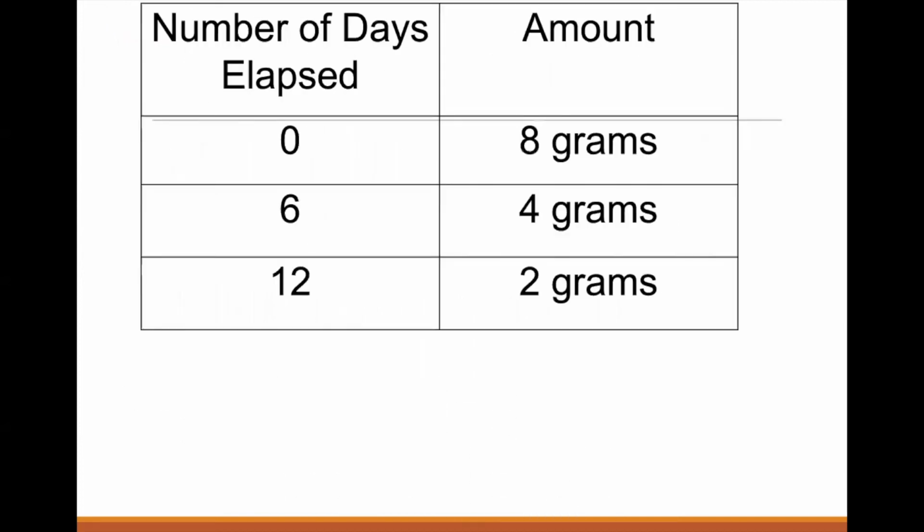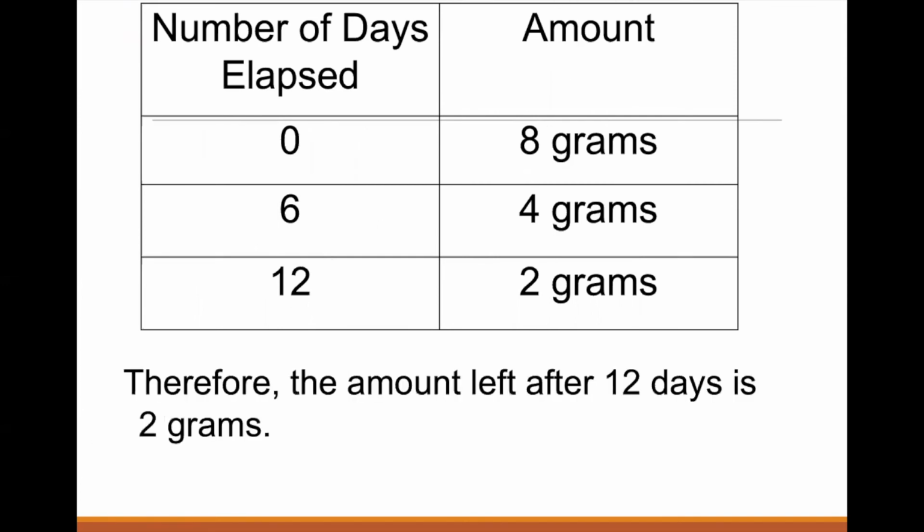Representing this as a table, you have the number of days. At 0, you have the initial amount, 8 grams. The half-life is every 6 days, so from 8, it becomes 4. After another 6 days, which is 12 days, we have 2 grams. That's why the amount left after 12 days is 2 grams.